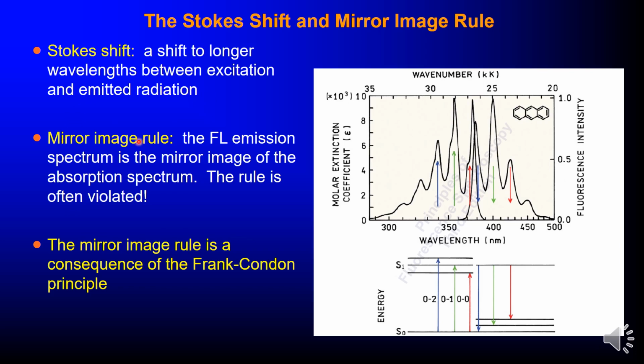Then the mirror image rule. The fluorescence emission spectrum is the mirror image of the absorption spectrum. The rule is often violated. It's always violated. So the mirror image rule is a consequence of the Franck-Condon principle, if you remember.